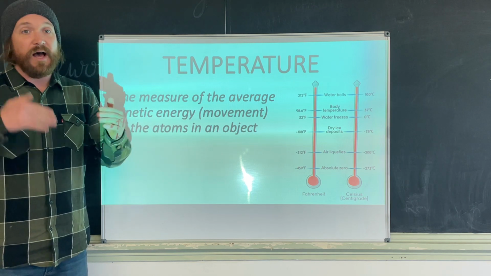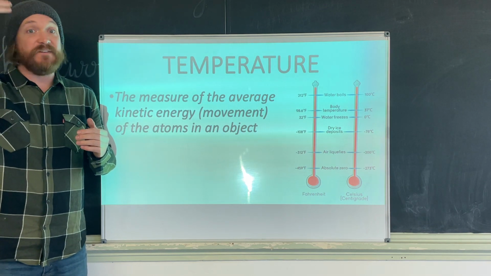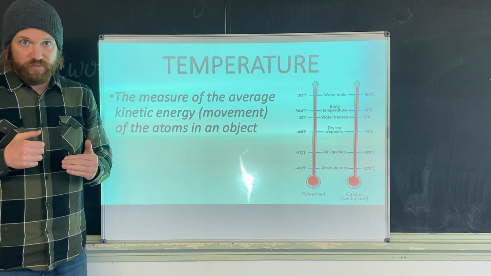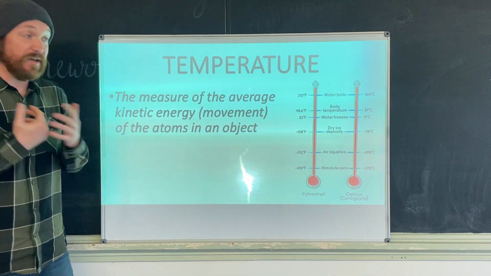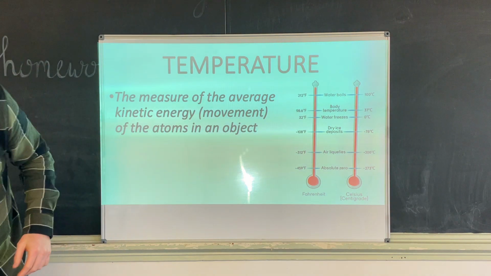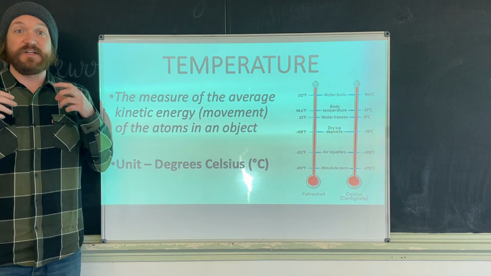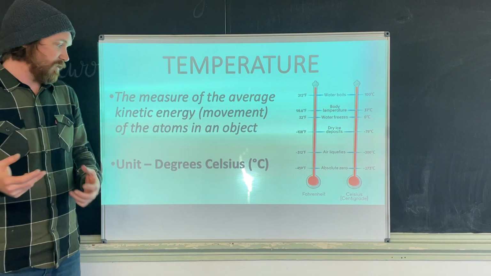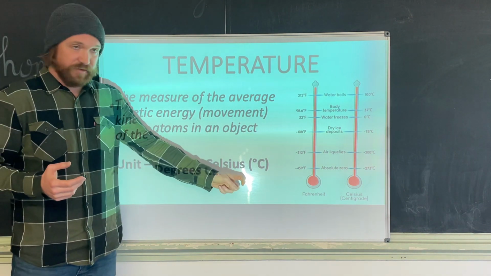Because remember, hot objects have very fast moving atoms, cold objects have very slow moving atoms. How do we measure temperature? Well, I'm sure you know. You're probably used to measuring things in degrees Fahrenheit, but this is science. We're using the metric system, so we're using degrees Celsius.